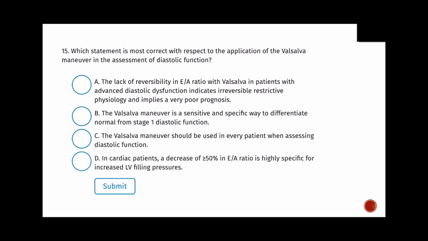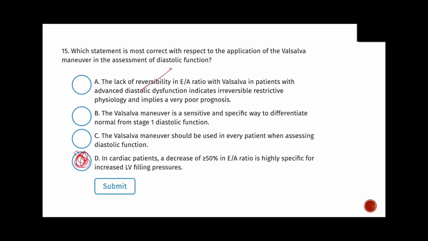In cardiac patients or heart failure patients with a decreased E to A ratio is highly specific for increased LV filling pressures. You said it. So, good. So the answer is not A. The answer is technically D. Yeah. So it's a power move. I want to sound really smart.